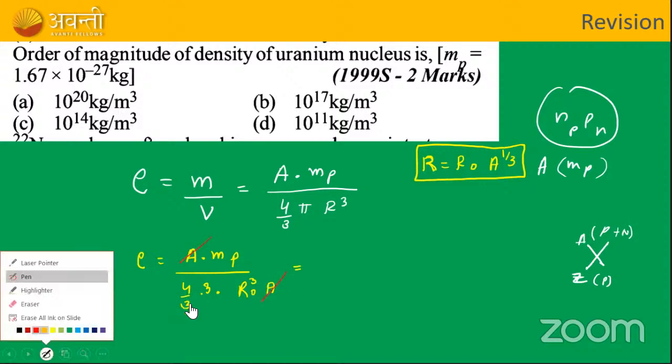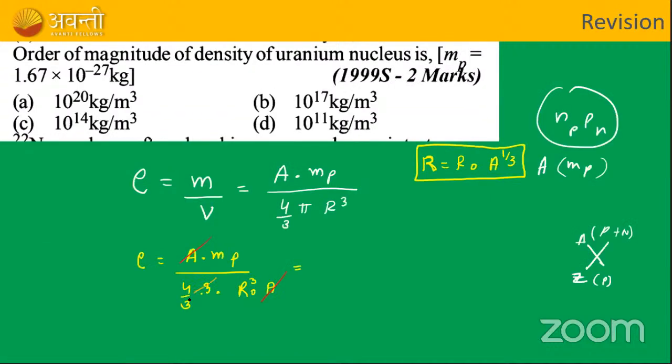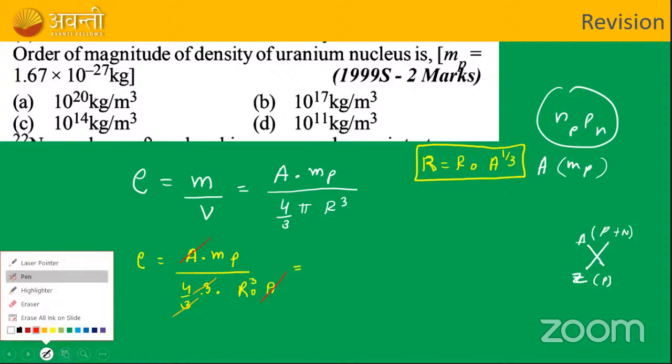So let us do this, and let me cancel 3 and 3 also here. Approximately 3 and 3 will get cancelled out. Now we need to remember a few constants. Usually they will be given on the first page of the exam.